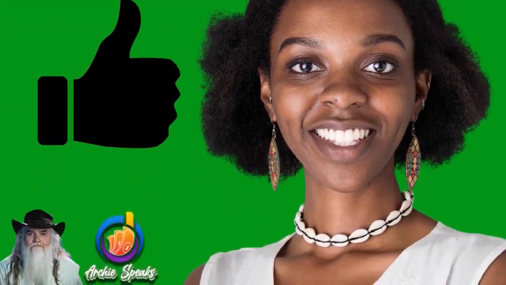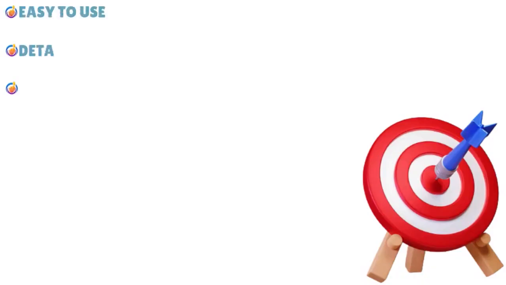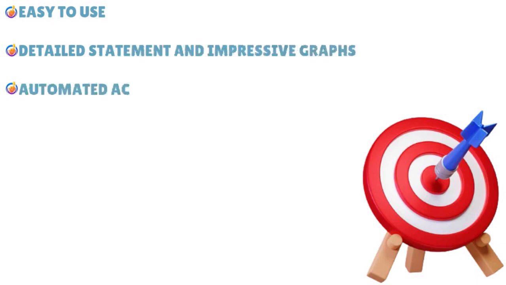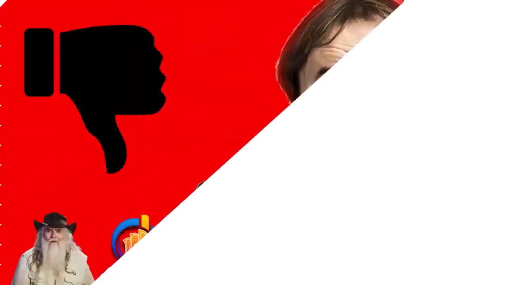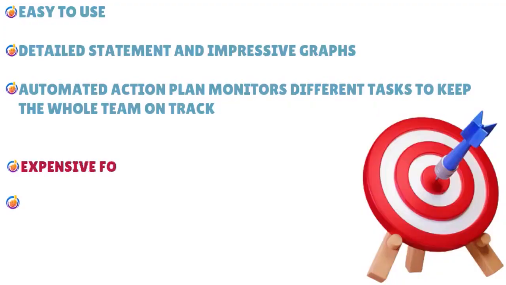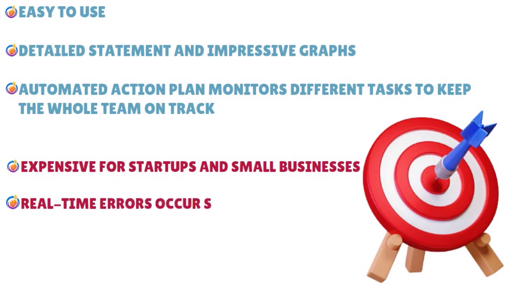Moreover, it's possible to delegate tasks within the program and track progress. What are the pros and cons of Mouse? Pros: it's very easy to use. You have detailed statements and impressive graphs. You have an automated action plan that monitors different tasks to keep the whole team on track. What about the cons here? It is expensive for startups and small businesses, and real-time errors can occur sometimes.